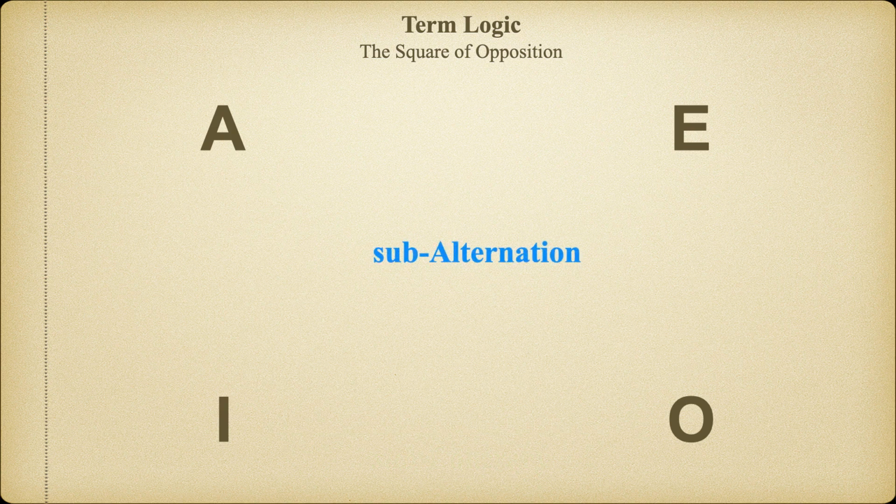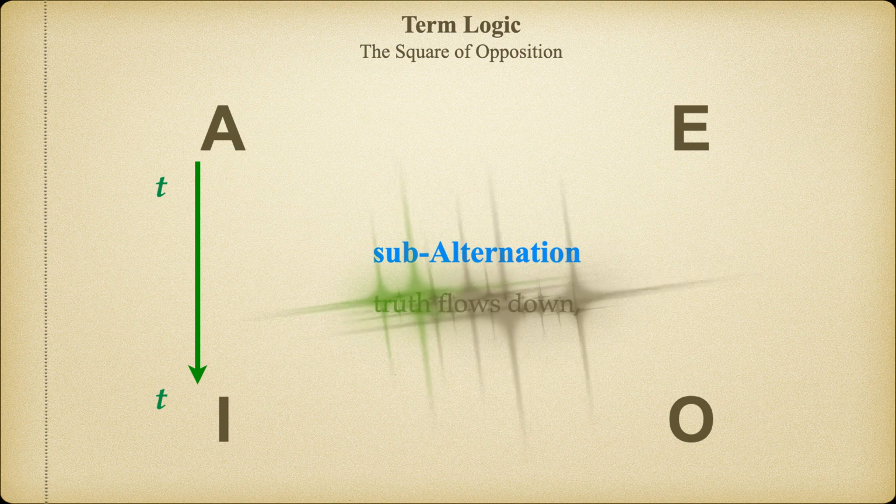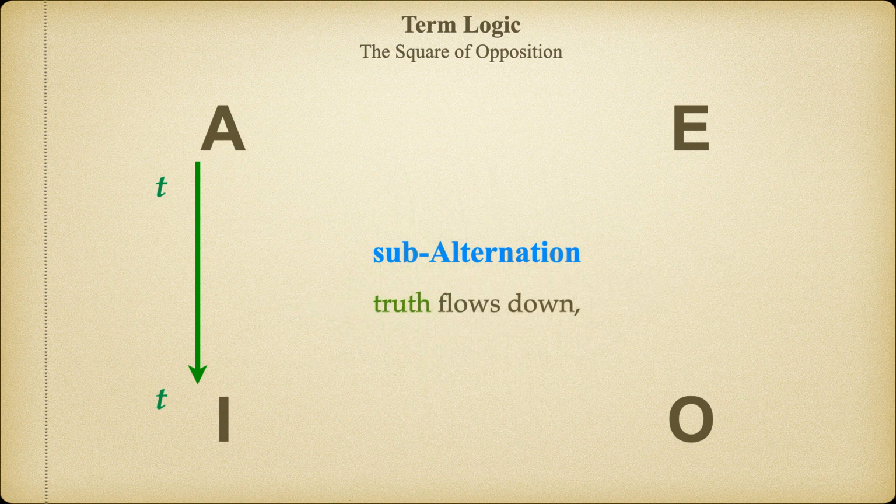The final logical relationship is derived by comparing a universal to a particular or a particular to a universal when they have the same quality. For example, if it's true that all dogs have tails, then it must also be true that at least one dog has a tail. Truth flows down from the universal to the particular. Whatever is true of a whole set must also be true of each particular member of that set. Similarly, if it's true that no fish have feathers, then it must also be true that there's at least one fish that doesn't have feathers.